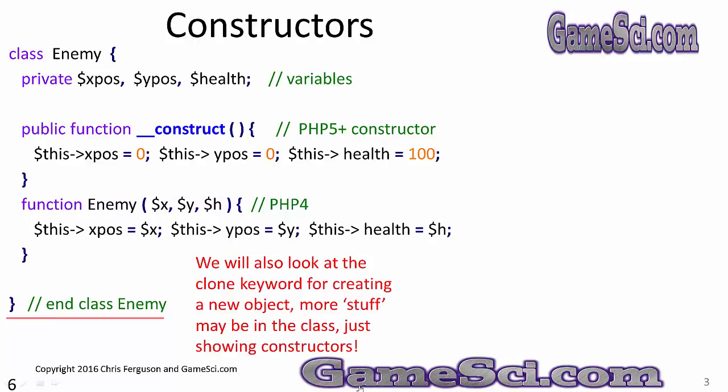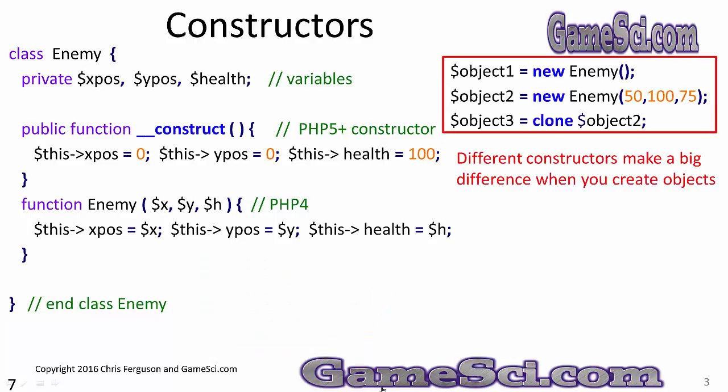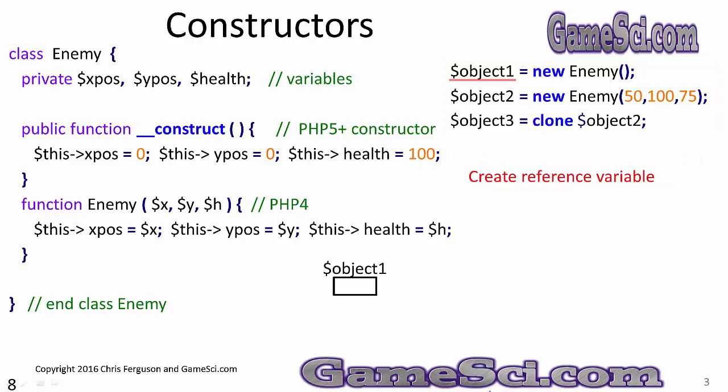We'll also look at the clone keyword for creating a new object. And again, there's more stuff in this class. I'm just showing the constructor so we can concentrate on that piece of it. Here's some code that uses that class enemy to build objects, and we're going to build objects in several different ways to show you the different options. Different constructors make a big difference when you create the object. The first one I'm going to do, I'm going to break down this line of code into its little pieces.